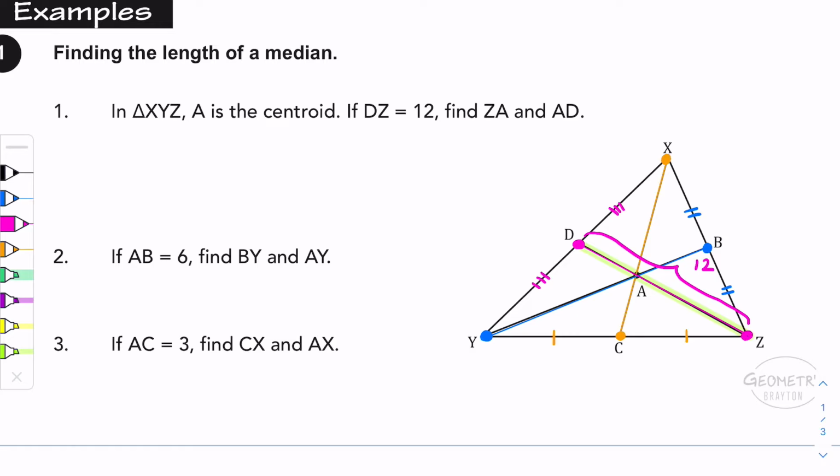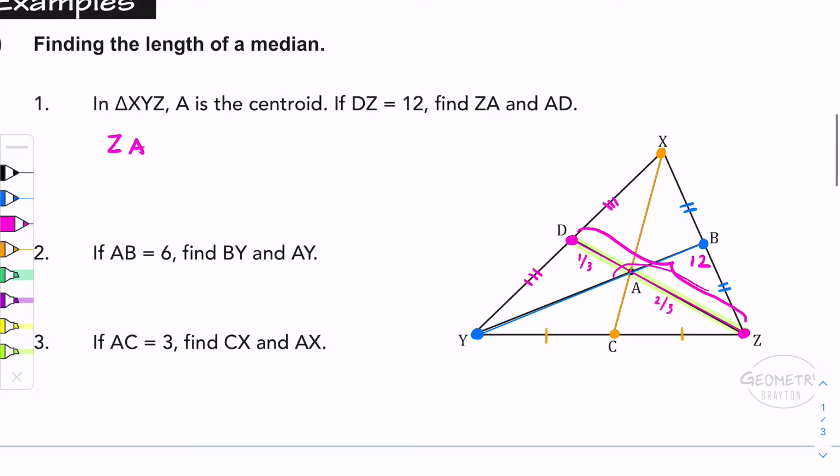Recall that the portion coming from the vertex to the centroid is going to be 2/3 of the total length, and the shorter section is 1/3. So to find the length of ZA, ZA is this length here, it's 2/3 of the total length. We are going to multiply the fraction of 2/3 by the total length of 12. This is equal to 24 over 3, or we know that ZA is equal to 8.